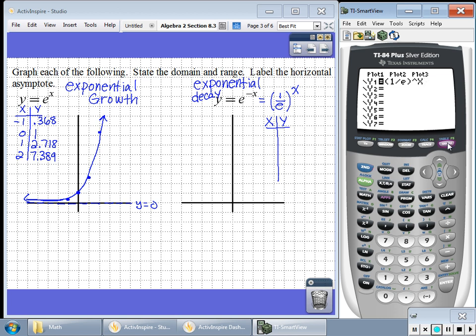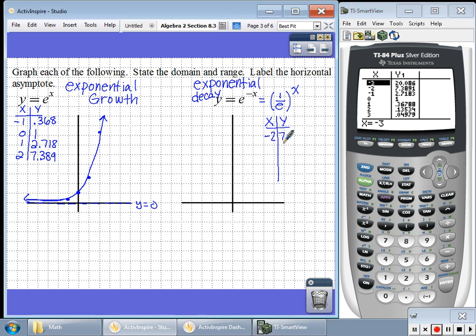We're going to look at our table of values, and we see that when x is -2, we're at 7.389. -1 is 2.718. 0 is still 1, and 1 is 0.3678. And you'll notice that as x gets larger, these numbers get smaller, but they're never going to get negative. So there's another horizontal asymptote right here at y equals 0.